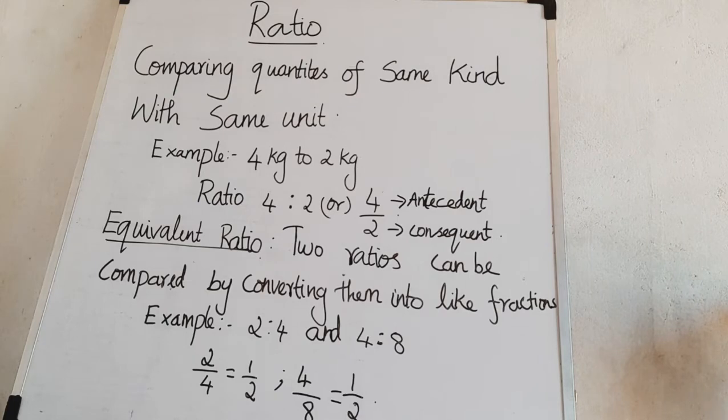We are going to see about ratio. So what is a ratio? Ratio means comparing quantities of the same kind with the same units. So the unit should be the same here.